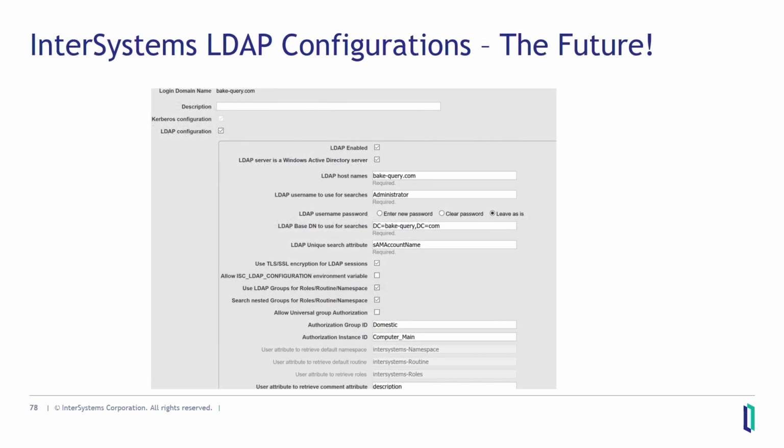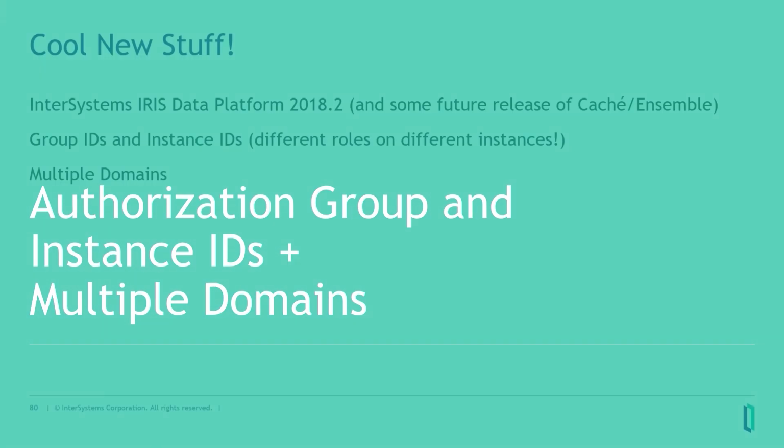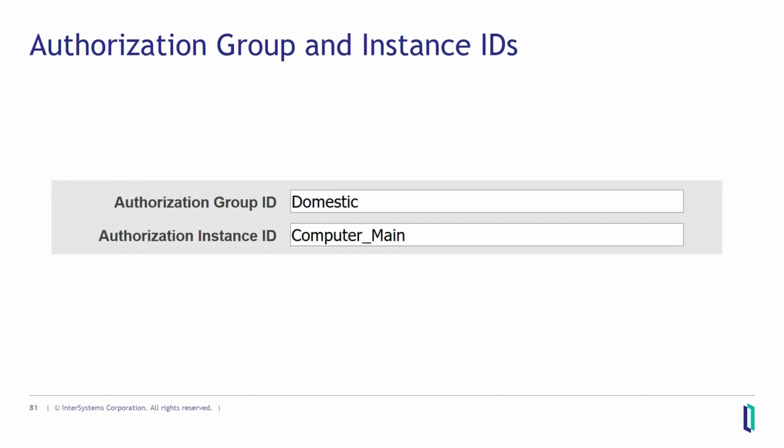Which brings us to the future. InterSystems IRIS Data Platform 2018.2 and these neat features. Okay, so first thing, group IDs and instance IDs, which give you different roles on different instances. And then, a quick word on multiple domains. So, these are new. These were not in your configs before.